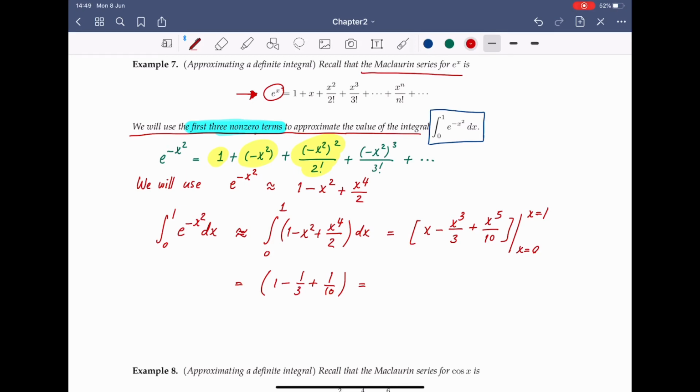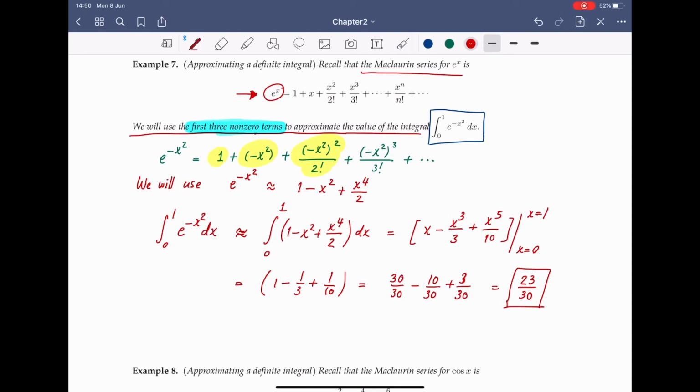So that means I have 30 over 30 minus 10 over 30 and then plus 3 over 30, sorry. All right, that looks good. So at the end I have 23 over 30. Well, this is an approximation of this integral by using the second order Taylor polynomial for e to the x.